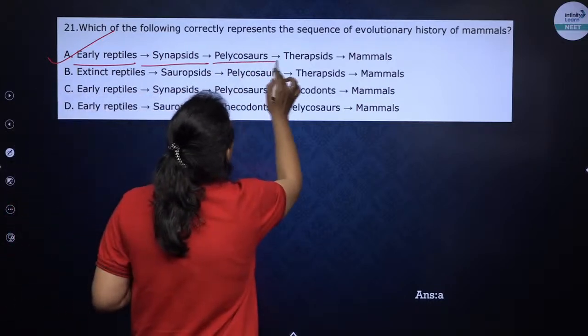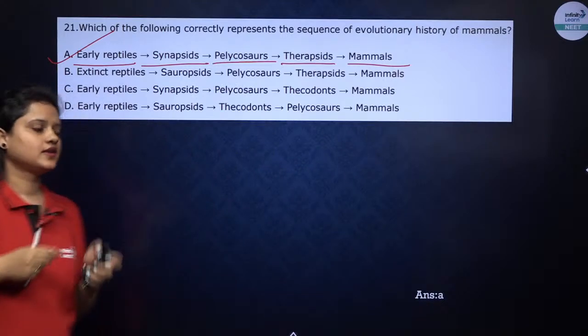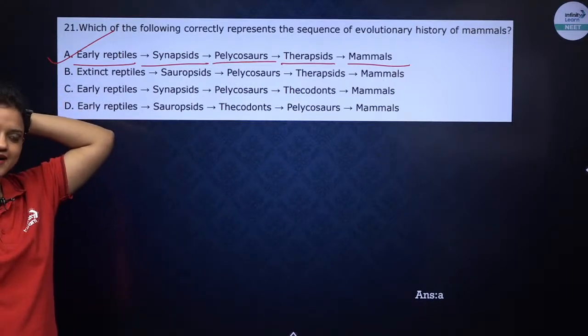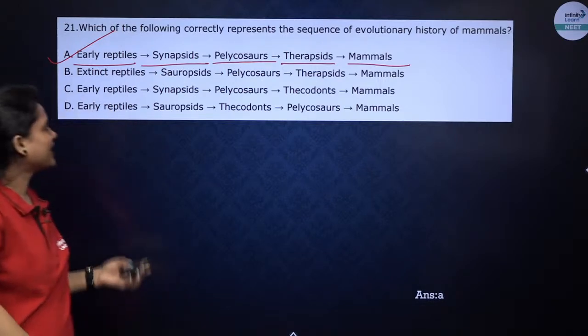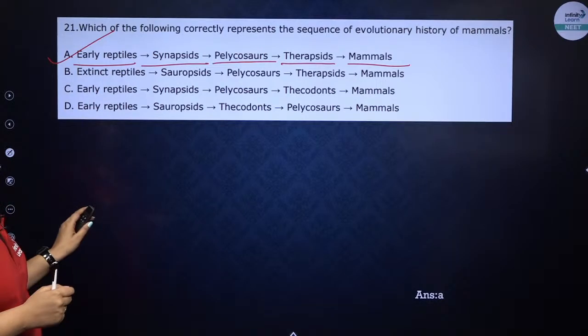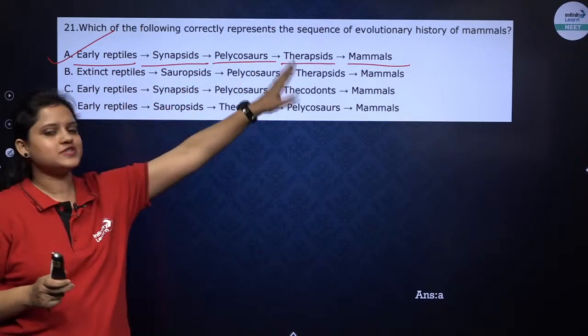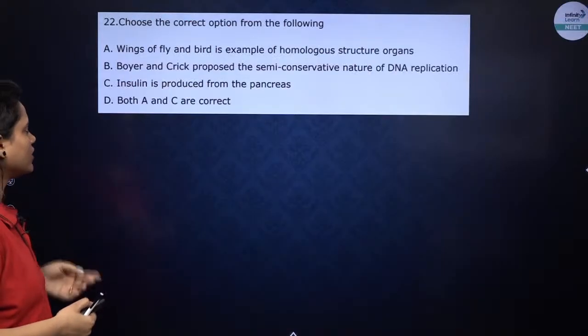So early reptiles gave rise to synapsids. Synapsids gave rise to pelycosaurs, then therapsids and then mammal. Is it clear? Is it clear? समझ में आया? Correct option. So correct option is A. Okay. Early reptiles, synapsids, pelycosaurs, therapsids and mammals. ठीक है? Now let's move on to our next question.